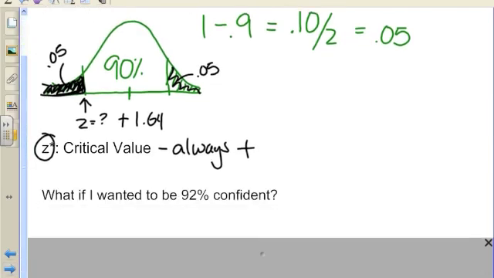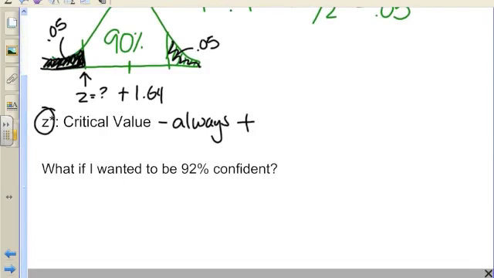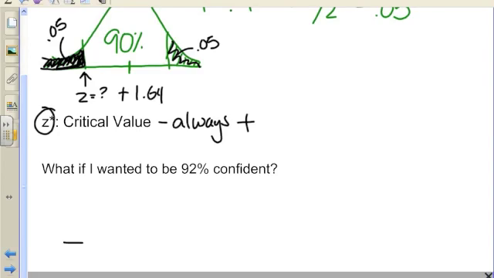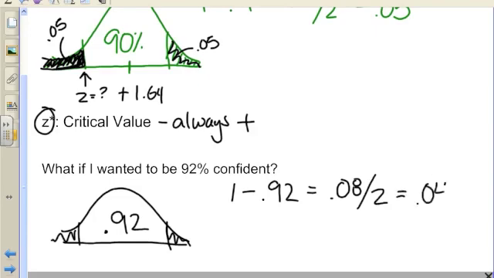Okay, so let's check out another one of those so we can practice what it was I did there. What if I want to be 92% confident? Well, I'm going to sketch the normal model. If I want to be 92% confident, that means there's 92% in the middle area, or 0.92. So if I subtract that from 1, that leaves me with 0.08, but I need to split that between the 2 tails. So I'm going to split it into 2. That leaves me 0.04. So in this tail is 0.04.